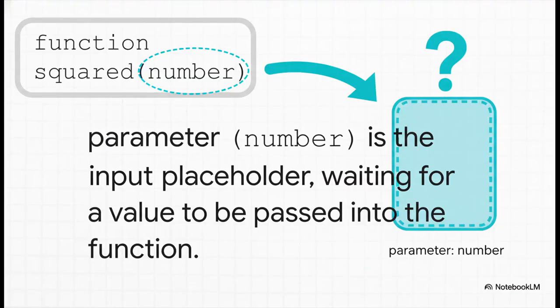So, when we first define a function, that variable you see inside the brackets, in this case, number, that's called a parameter. The easiest way to think of it is as a placeholder, or maybe like an empty box that's just waiting for a value to be put inside it. The function knows that whatever data it gets, it's going to be stored in this number variable.